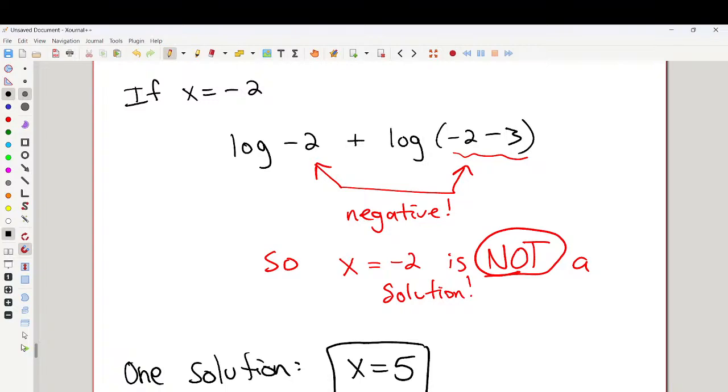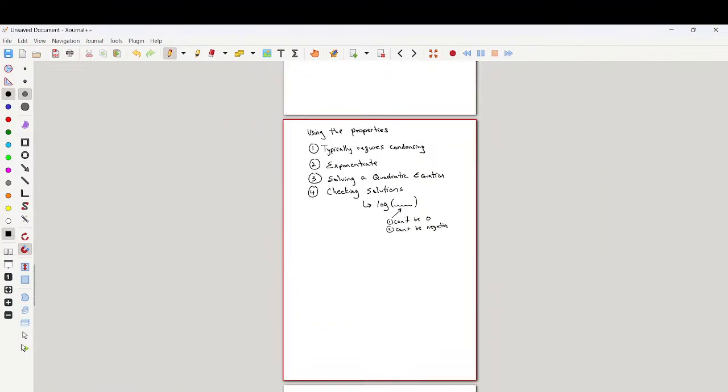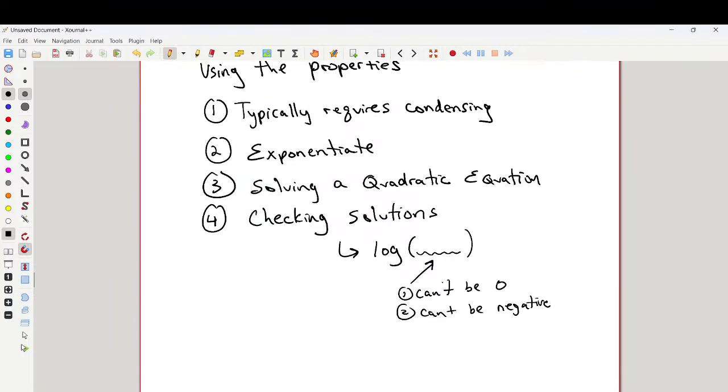One more to go. Typically requires condensing. We did that. You exponentiate, did that. Led to a quadratic. Yup. Easy solving. So it's not like this crazy quadratic formula or splitting the middle. You should just be able to quickly find the numbers. Checking's non-negotiable.